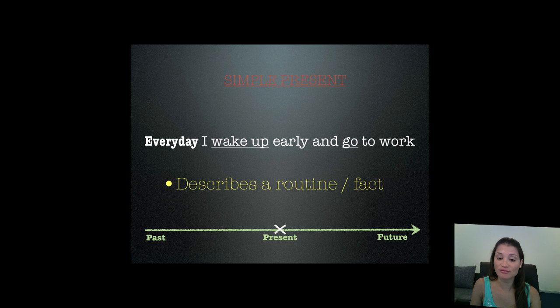The first sentence, every day I wake up early and go to work, describes a routine or fact. So if you take a look at the timeline that is divided into past, present, and future, you will see that this action of waking up early and going to work is located in the present. But why is that a routine? Because you do it every day. Can other words also describe a routine? Yes, words such as sometimes, once a week, often, always. Those are all keywords that you can use with the simple present.